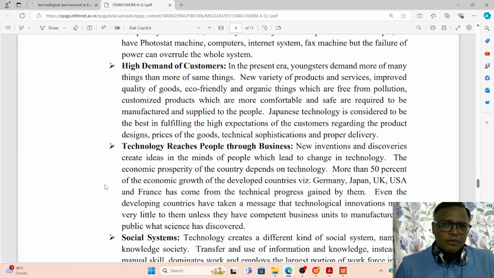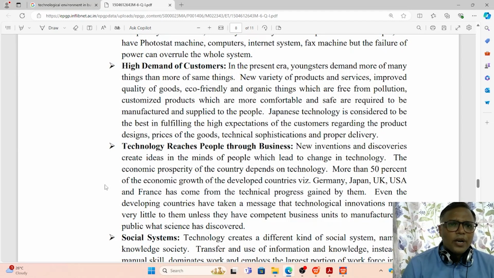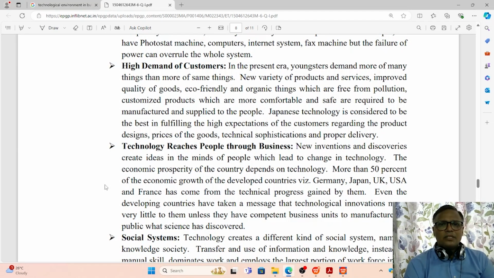High demand of the customers. In the present era, the youngsters demand more and more things. New varieties of products and services, improved quality of the goods, eco-friendly and organic things which are free from pollution are required to be manufactured and supplied to the people. Japanese technology is considered to be the best in fulfilling the high expectations of the customers regarding the product design, price of the goods, technical sophistication and proper delivery.